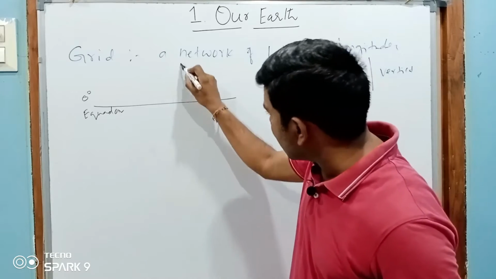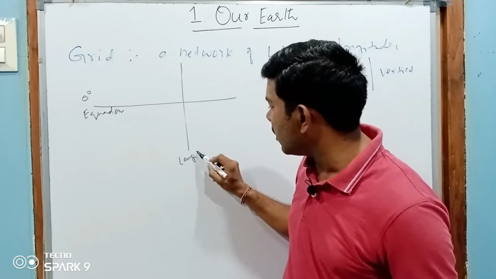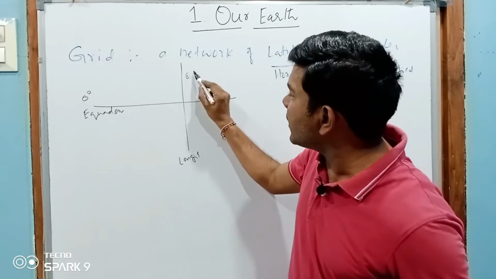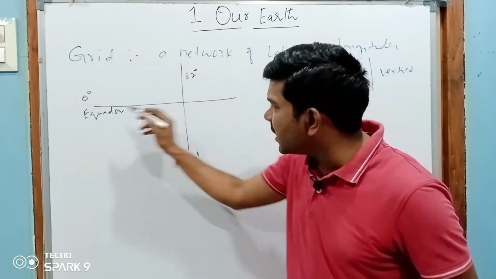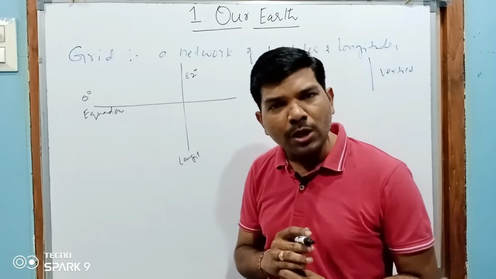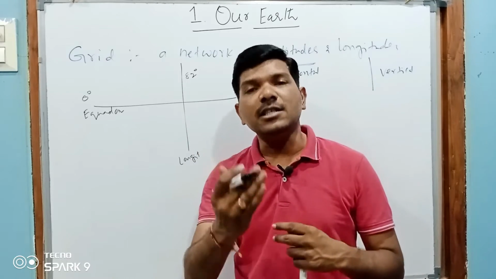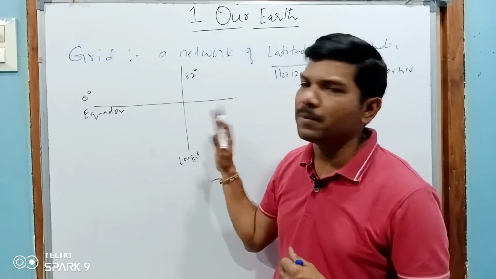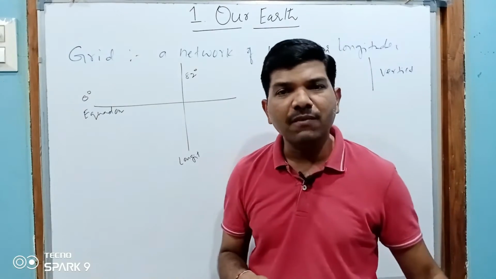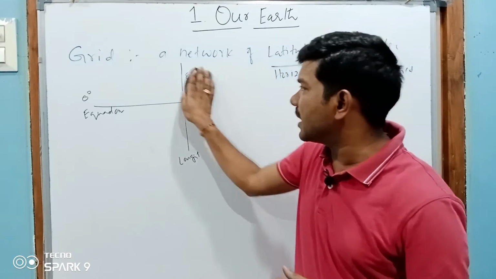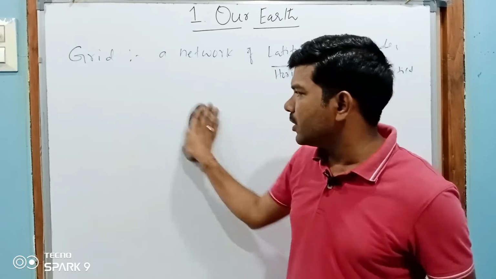If we also say the particular longitude, yes, I am on 82 degree longitude, then where 82 degree longitude and 0 degree latitude intersect, there we can easily search for you. So that is the purpose. With the help of latitude and longitude, we can very easily find a particular location. That is the importance of latitude and longitude.